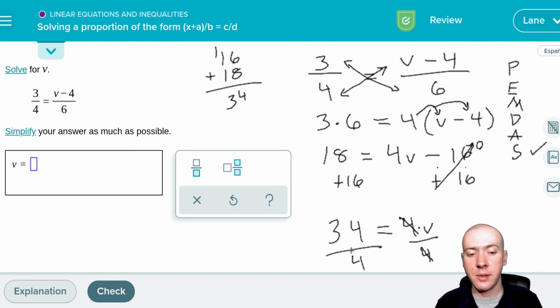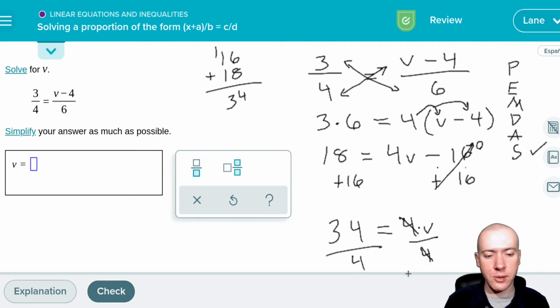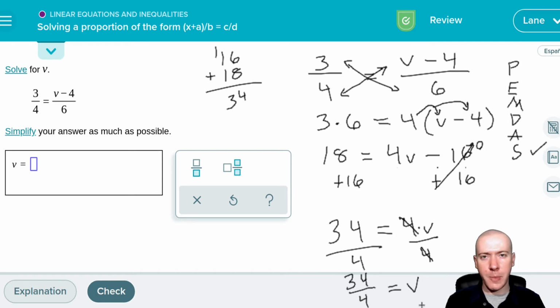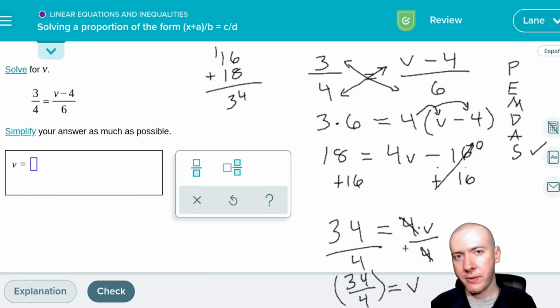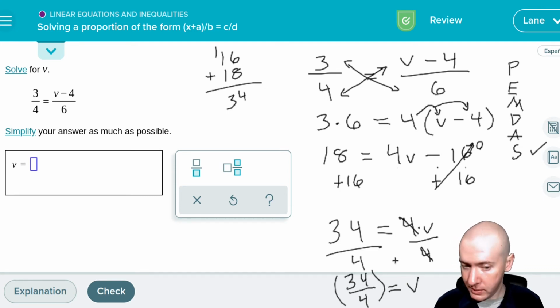On the left-hand side, we have 34 over 4. So I'm going to copy this down onto the next step. 34 over 4 equals v. Is this our answer? We've got v by itself, but can this fraction 34 over 4 be simplified? Yes, it can, right? Because 34 and 4 are both even numbers. So we can divide them both by 2.